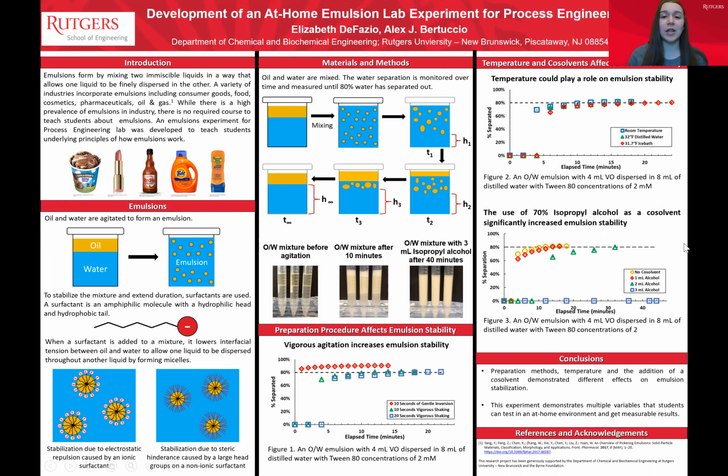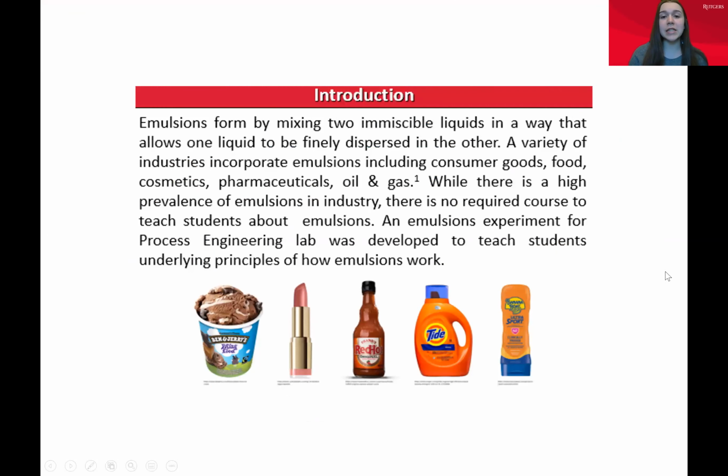Now, I worked on this specific research because emulsions are something that comes up in a variety of industries. So emulsions form by mixing two immiscible liquids in a way that allows for one to become finely dispersed in another. And industries from consumer goods, cosmetics, food, pharmaceuticals, and oil and gas all incorporate emulsions into their everyday operations.